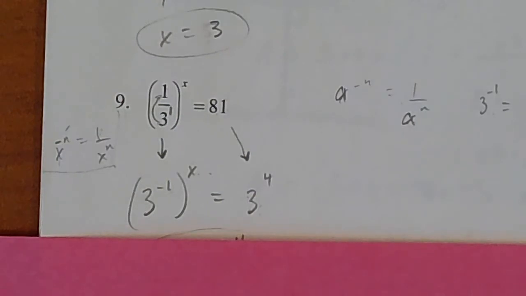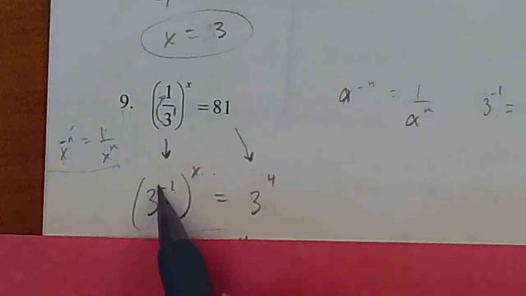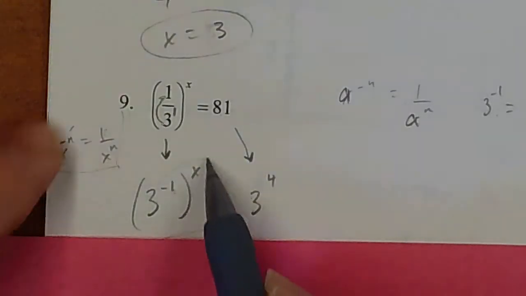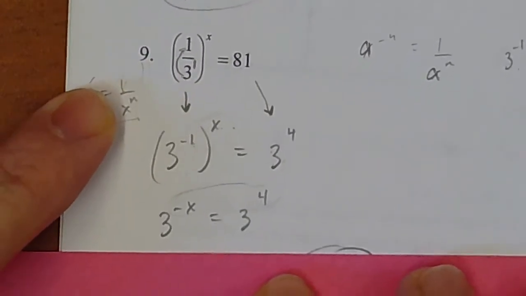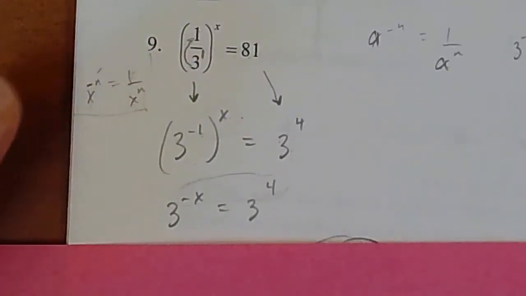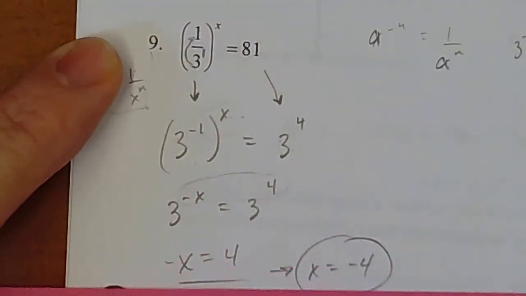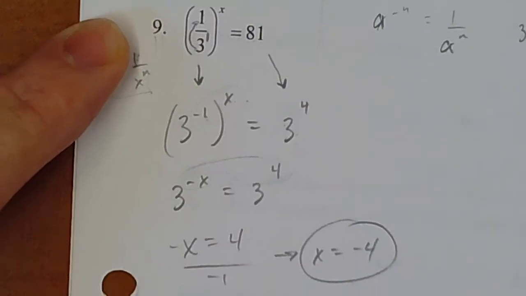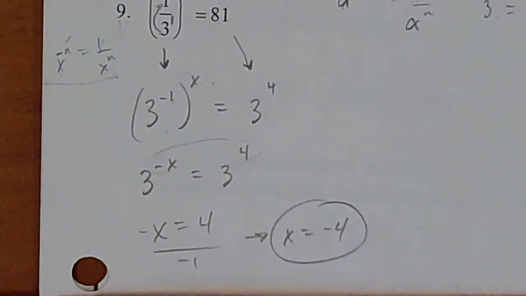My bases aren't quite the same. I just need to apply that other property we learned yesterday or reviewed. Power to a power, we multiply. So that is going to be 3 to the negative x. Now I'm there. Now I can set my exponents equal to each other and solve it to get negative 4. Okay, your turn. Try 8 and 10.